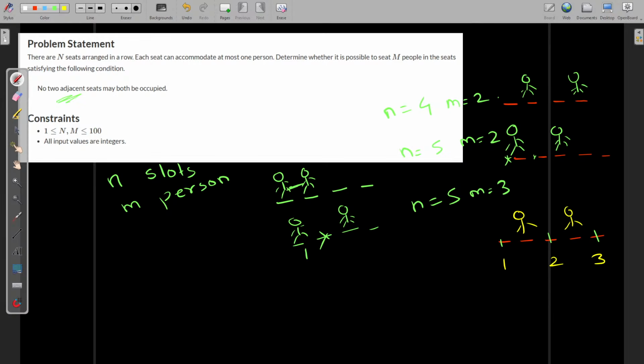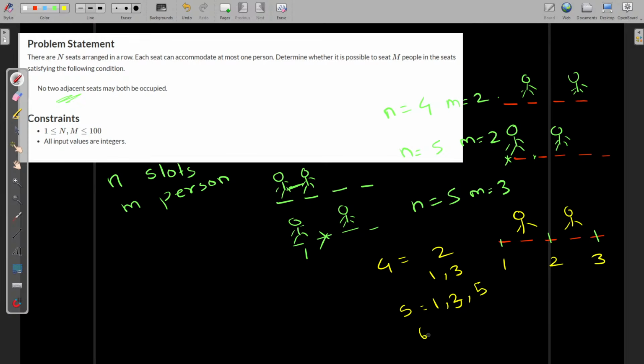Now how to find the count? Here we can see if there are four slots available, then we can fill two of those, like position 1 and position 3. If we have five slots available, we will start with 1, we will go like 1, 3, and 5.